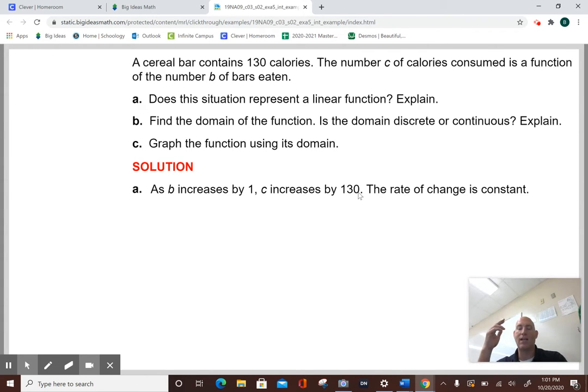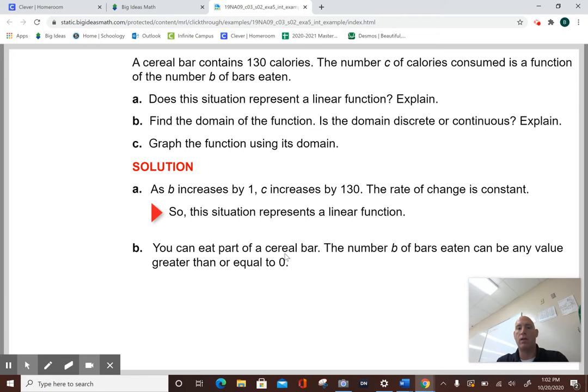What that means is it's not like the bars change the amount of calories you get. 1 bar, 130 calories. 2 bars, 260 calories, or another 130. Okay? It is a linear function because we have a constant rate of change. The number of calories changes every time by the same amount, by 1 bar.